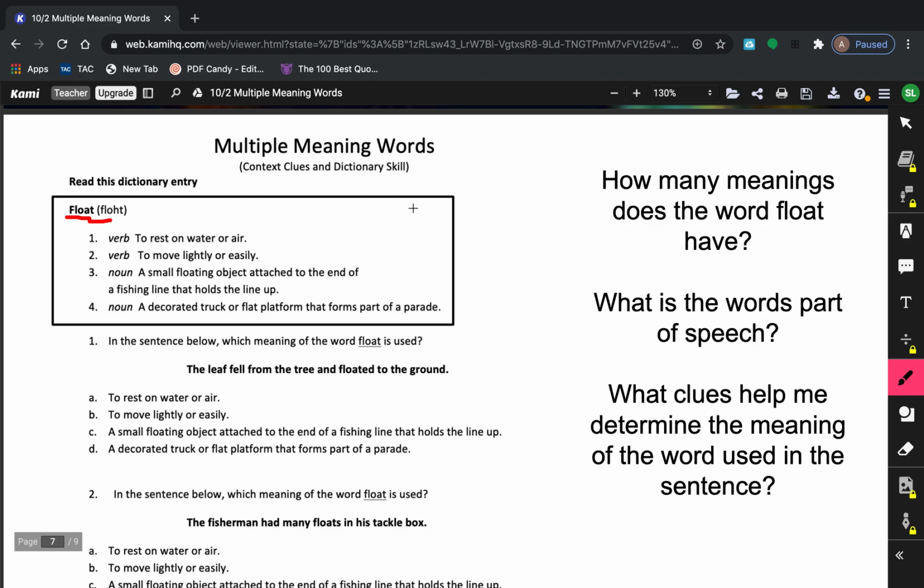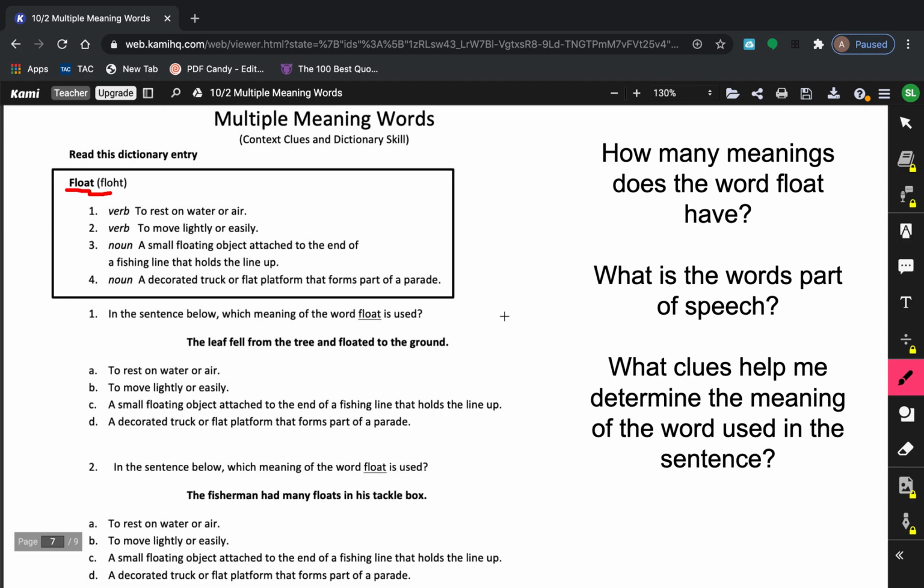These are the three questions I ask myself when I come across multiple meaning words. One is, how many meanings does the word have? What is the word's part of speech? And what clues help me determine the meaning of the word used in a sentence? So I'm going to take a look at number one. It says, in the sentence below, which meaning of the word float is used? The leaf fell from the tree and floated to the ground.